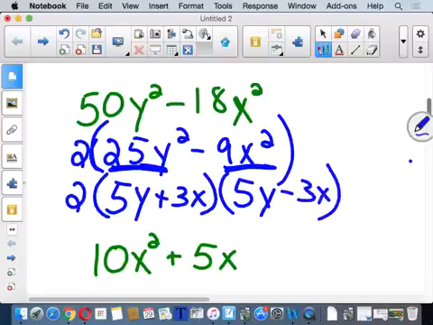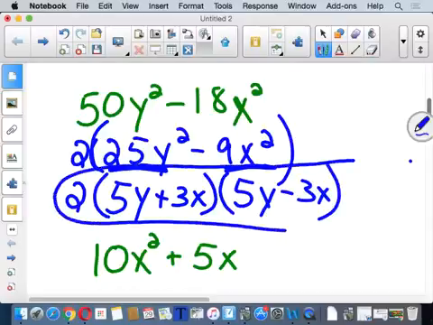And now I look inside the quantities. There is no GCF. There are no perfect squares. I know I am done. This is the completely factored form of the original problem. We call it problem number 1.